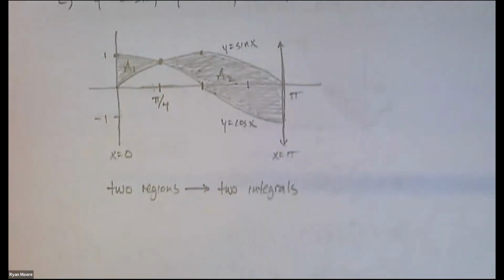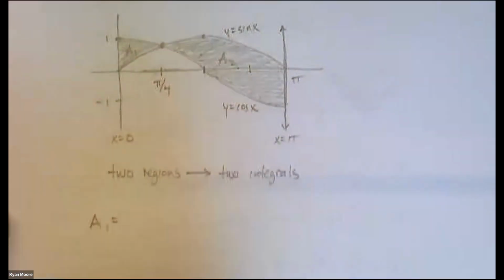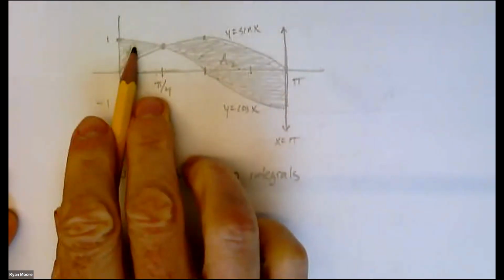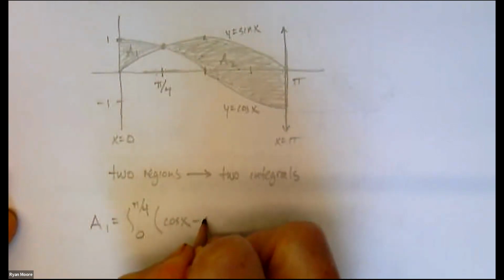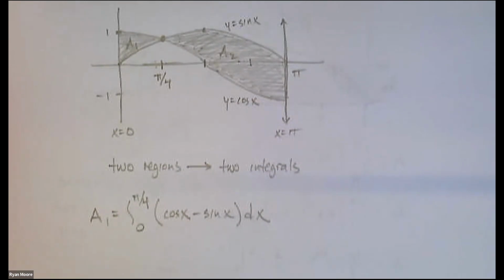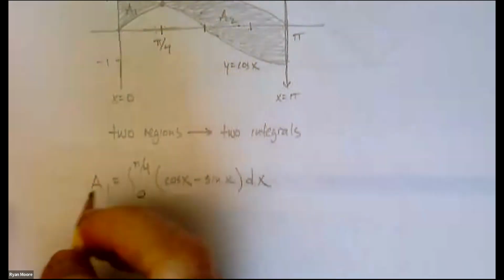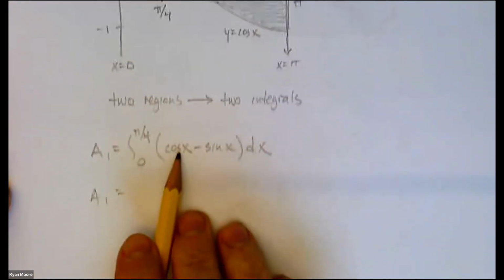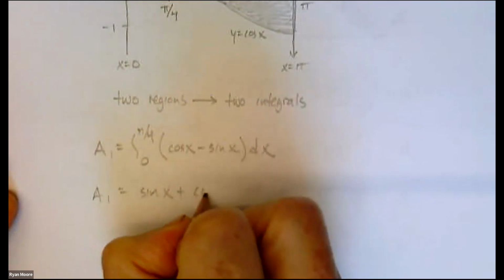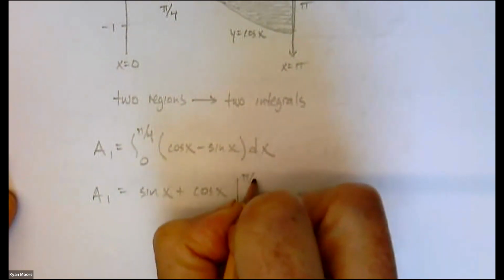Let's see how we're going to go about this. Let's call that area 1. This is area 2. Let's do it like that. So area 1, and then we'll add them together in the end. Area 1 is the integral from 0 to pi over 4. Here, cosine is on top, sine x is on bottom. Okay, let's figure this out. So area 1, antiderivative would be sine x, positive sine x. The derivative of cosine is negative sine, so that's plus cosine x. And this is from 0 to pi over 4.